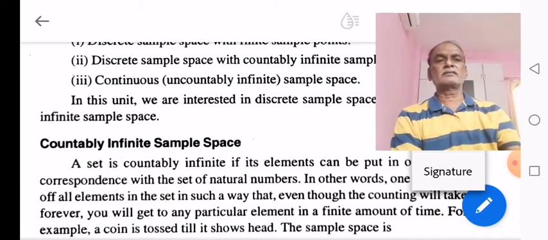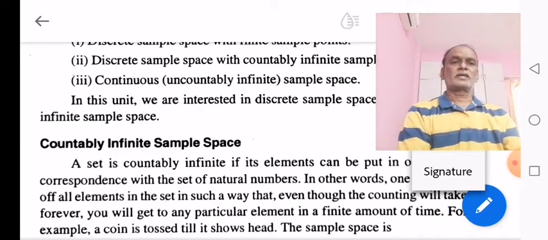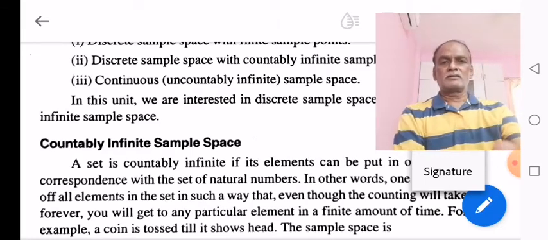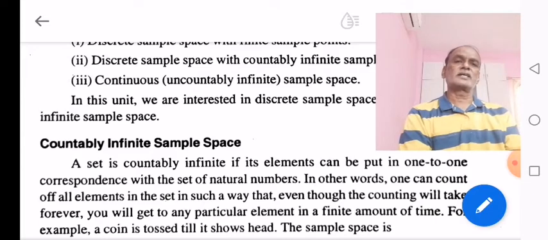That means we can make the counts one by one, the set of natural numbers. In other words, one can count all elements in the set in such a way that even though the counting will take forever, we'll get to any particular element in a finite amount of time.